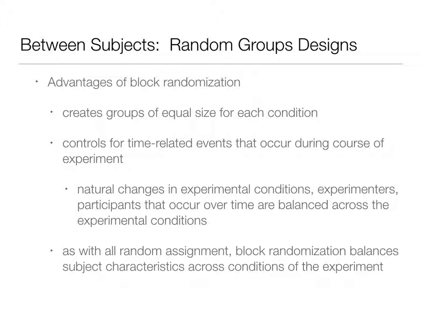As with all random assignment, block randomization still balances those subject characteristics. So it's still doing its best to control for individual differences. It's saying that we're going to create, on average, equal groups. It's just adding in the additional control of controlling for, say, the subject's numbers in each group, but it also allows for this control of time-related events. So it provides more control for this study than a completely random design would.